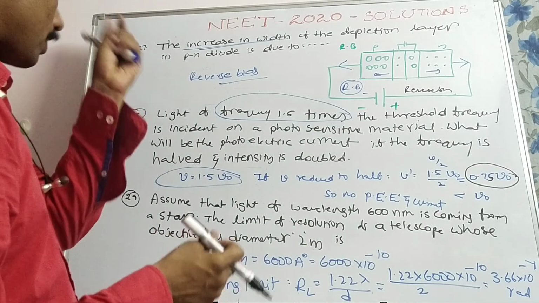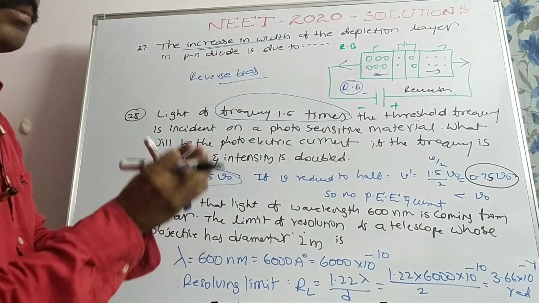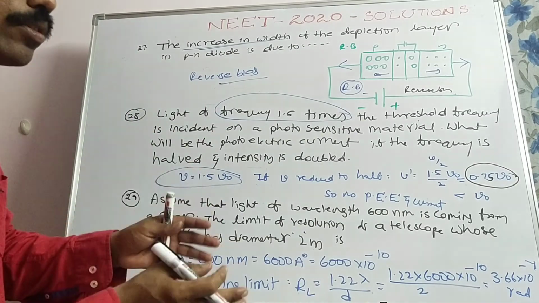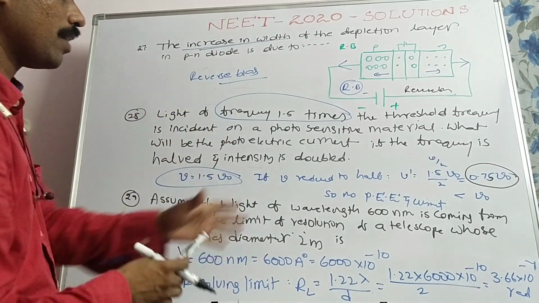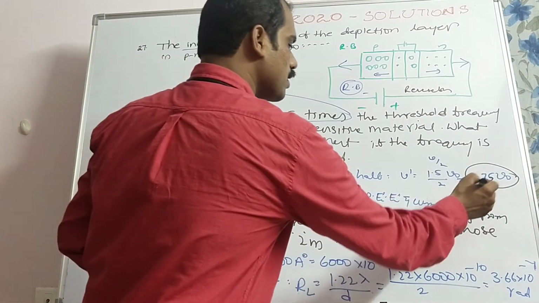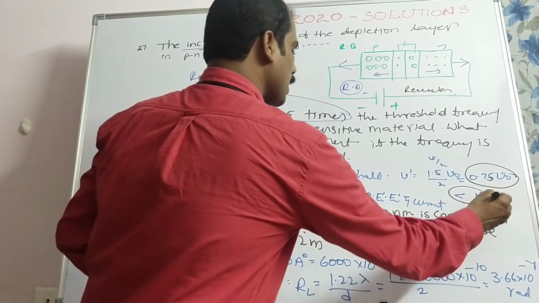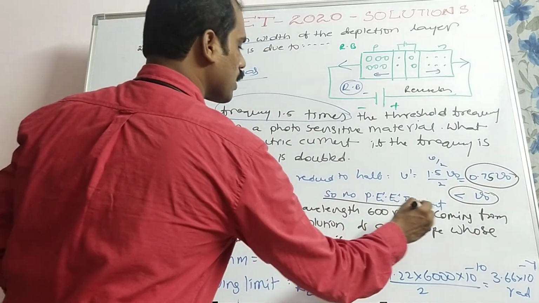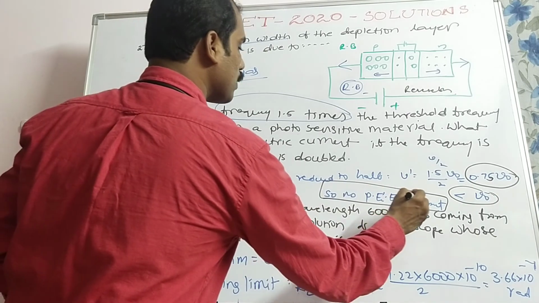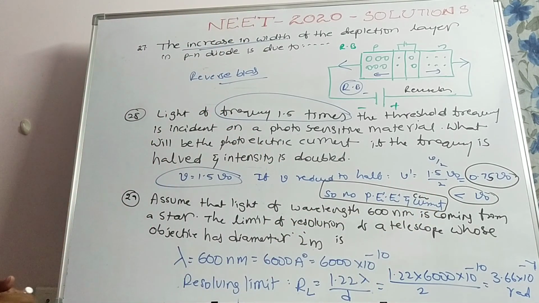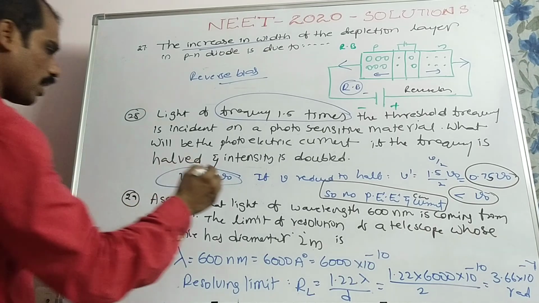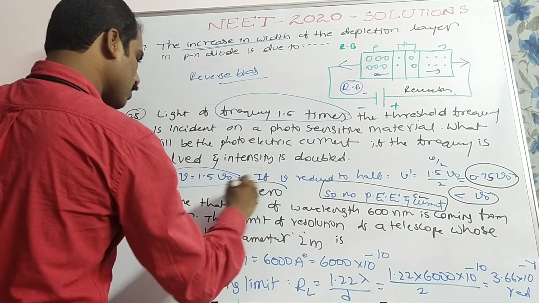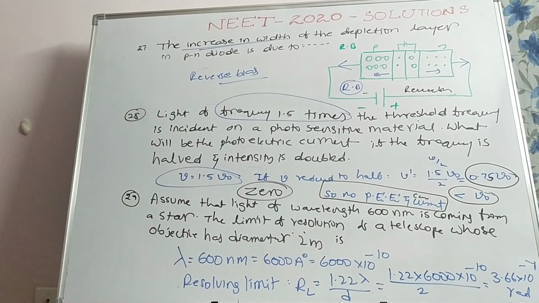Threshold frequency is required for the ejection of the electrons. That is the minimum frequency required to remove the photoelectrons from the photosensitive plate. But now the frequency offered is lesser than the threshold frequency. That's why there is no photoelectric effect as well as no photocurrent. So the answer will be 0 for question number 28.